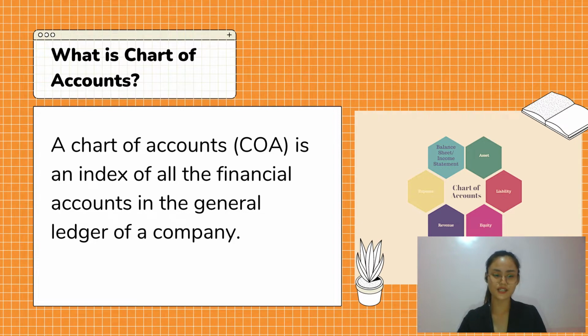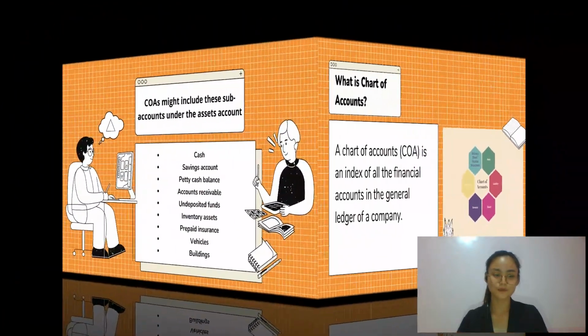So the list of each account a company owns is typically shown in the order that the accounts appear in its financial statements. This implies that balance sheet accounts, assets, liabilities, and shareholders' equity are listed first, then followed by accounts in the income statement, which are the revenues and expenses.